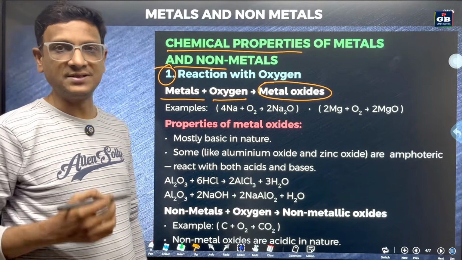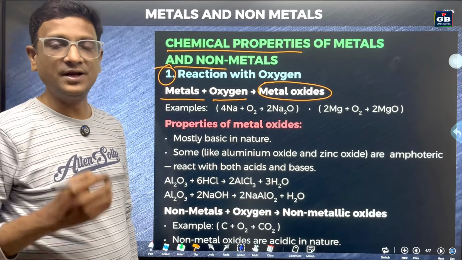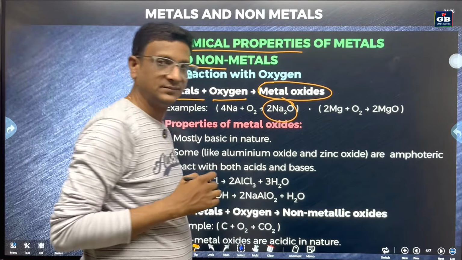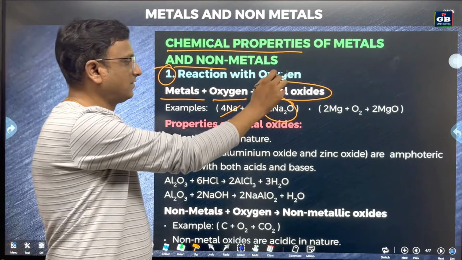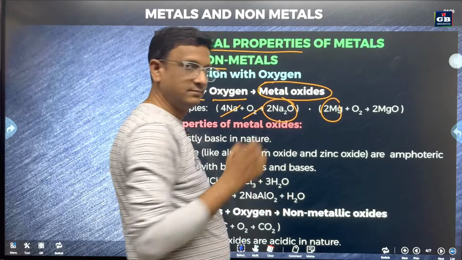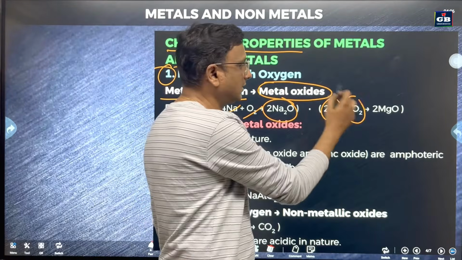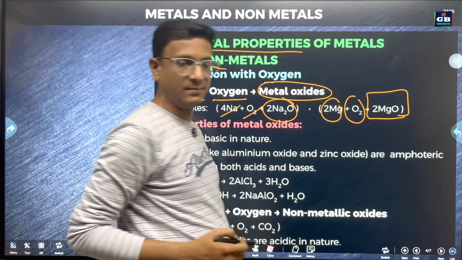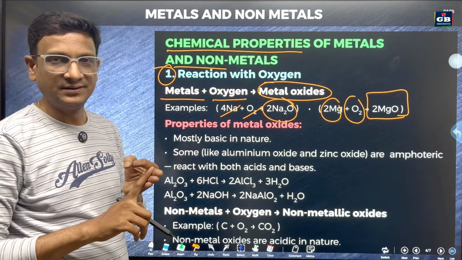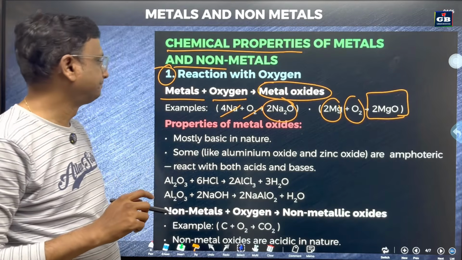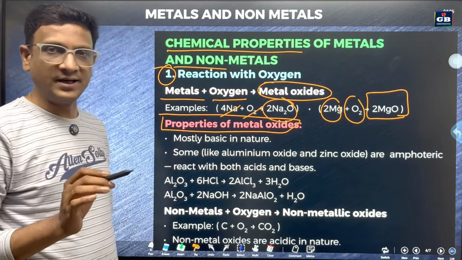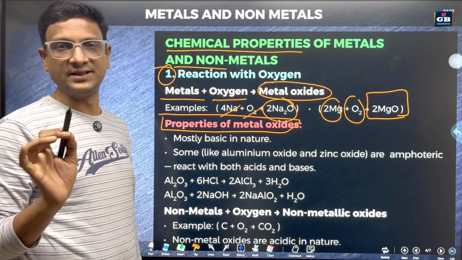For example, sodium is a metal. Sodium reacts with oxygen and forms sodium oxide. That is a metal oxide. In the same way, magnesium is a metal. It reacts with oxygen and it forms magnesium oxide, a metal oxide. Metal plus oxygen gives metal oxide. This is the reaction of oxygen with metals. So, children, we learned that when metal reacts with oxygen, it forms metal oxide.